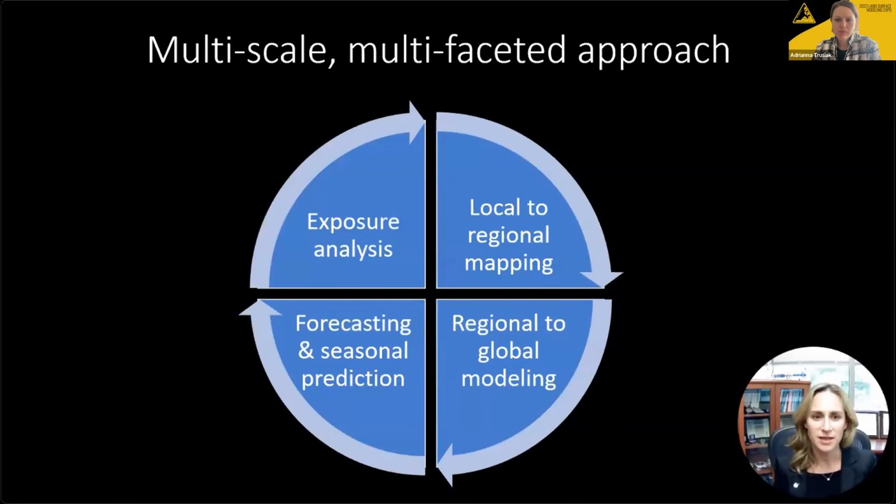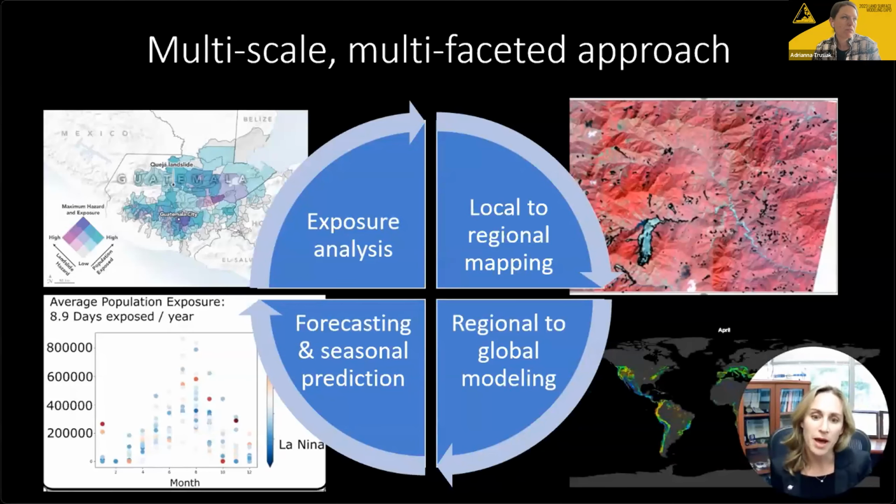So first, to put this in context, we are looking at this both from a multi-scale and a multifaceted approach, and that includes local and regional mapping, regional and global modeling, and then looking at the impacts dimension, so exposure modeling and forecasting, looking from days to even decades into the future to see how we can better understand and constrain rainfall-triggered landslide hazards in different contexts.